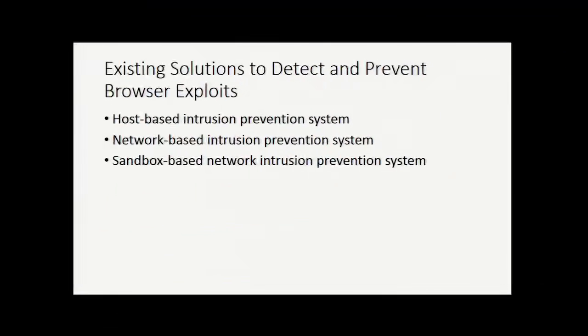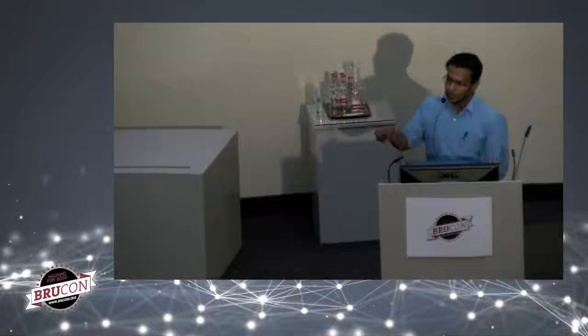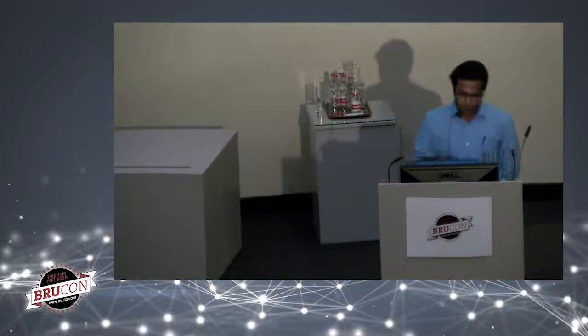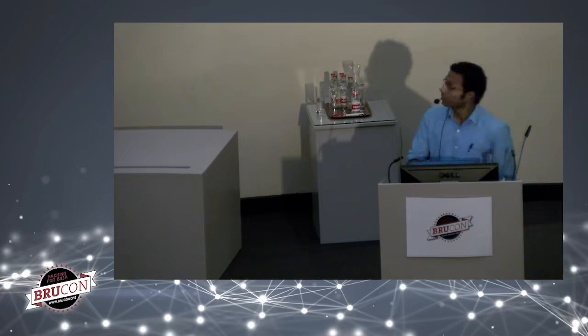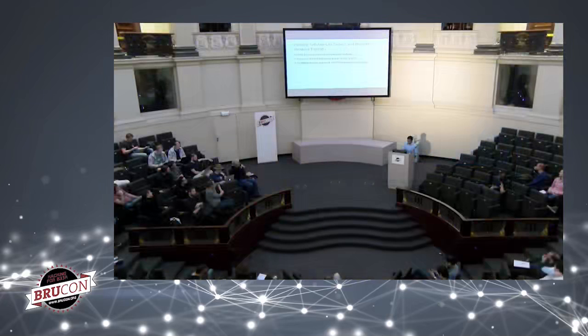So now we are going to slowly move to the existing solutions we currently have to detect browser exploits. There are basically three things currently. The host-based intrusion prevention system, which we also call HIPS. The other one is the network-based intrusion prevention system, which sits in the corporate gateway or something. And there are sandbox-based network intrusion prevention systems. In the upcoming slides, we'll take a deep look.